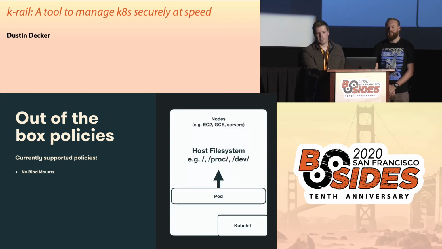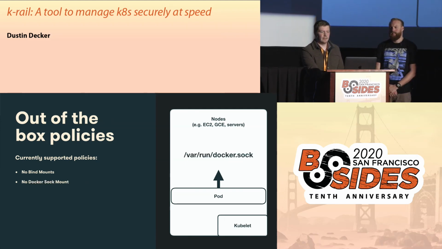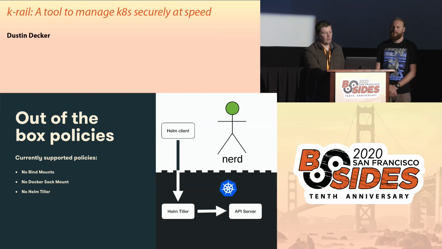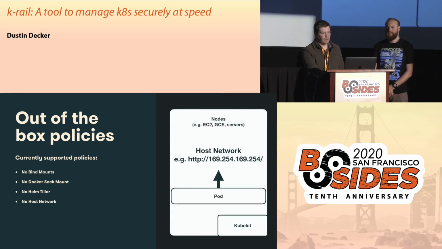So no bind mounts prevents bind mounts, also called host path mounts, which mount part of the host file system into the pod. The no Docker sock mount is a subset of that, used to mount the Docker socket API, which we touched on before. No Helm tiller prevents deploying Helm tiller, which is often an API that provides unauthenticated access to deploy to Kubernetes and becomes accessible from the entire VPC. Host networking is a feature that allows the pod to use a host networking stack rather than its own. And this is a bypass for the GC metadata API.